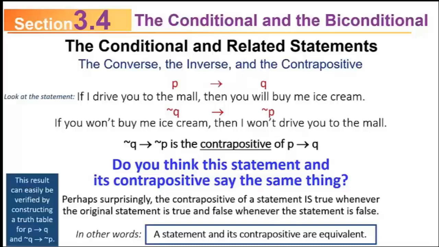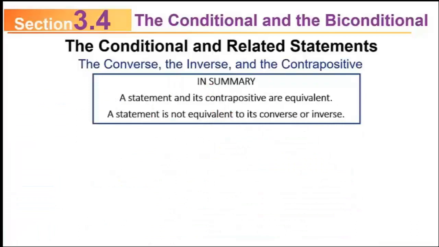And if you don't believe the truth of this statement, you can verify it yourself. If you build the truth table for P implies Q and then build the truth table for the contrapositive, not Q implies not P, you will see that the truth values are exactly the same. So in summary, a statement and its contrapositive are equivalent. A statement is not equivalent to its converse or inverse.